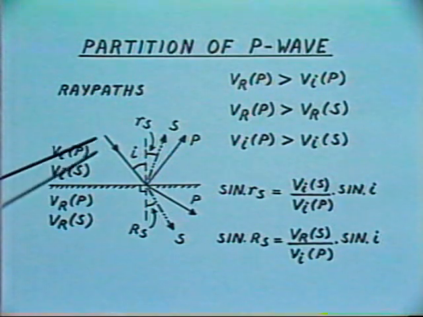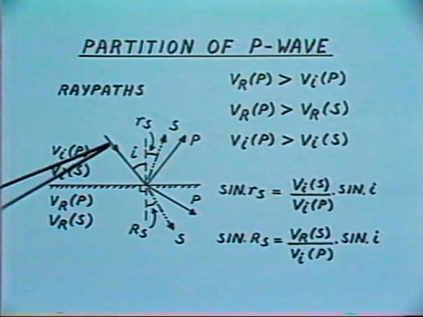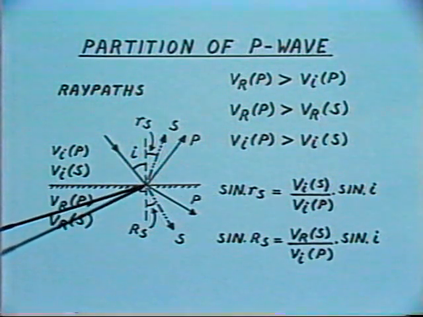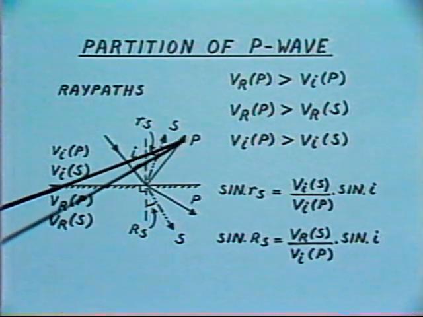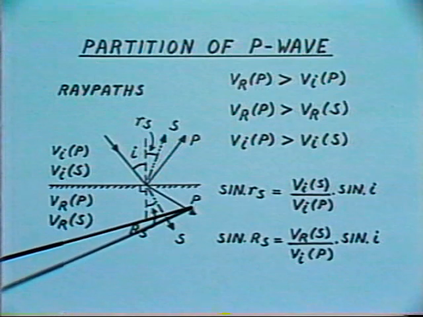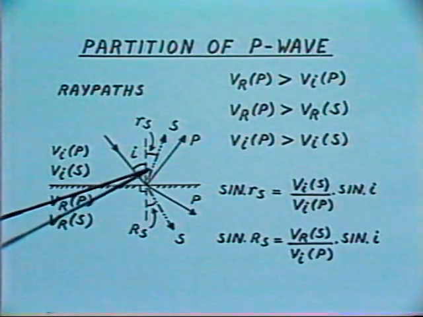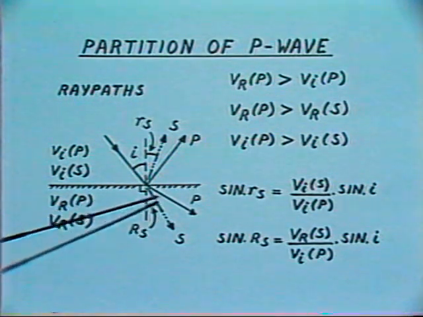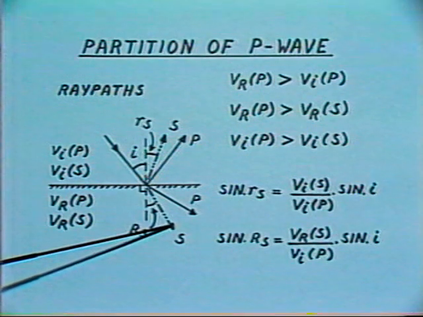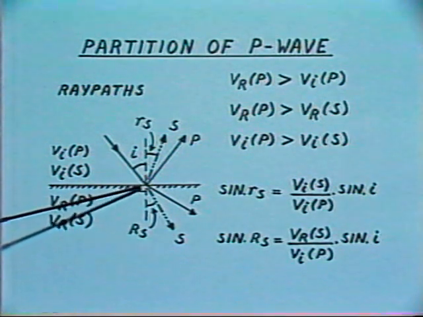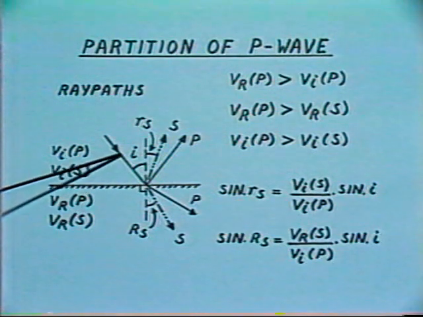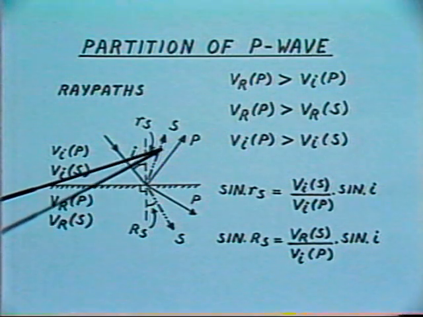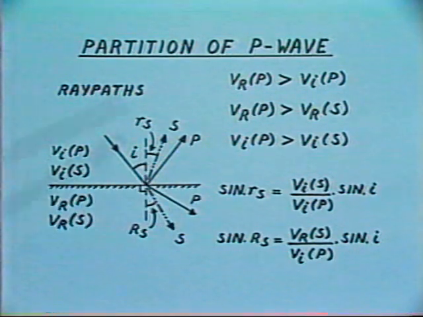So in fact the situation for reflection of a P wave is actually like this: the P wave strikes the interface, there is a reflected ray of P wave energy and a transmitted ray, but there is also a reflected ray of S wave energy and a transmitted ray of S wave energy. And these are produced by what is called mode conversion, where the P wave mode energy is converted into S wave mode energy at the interface.